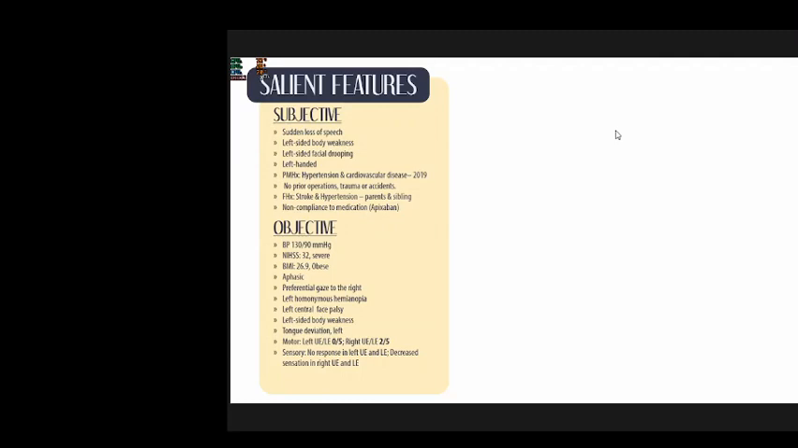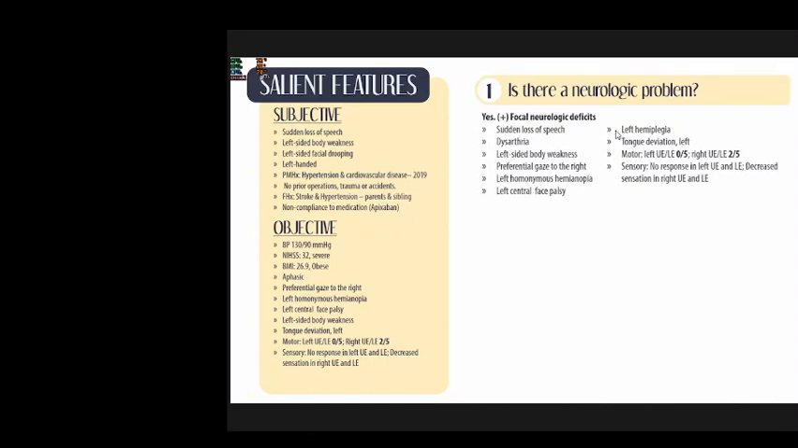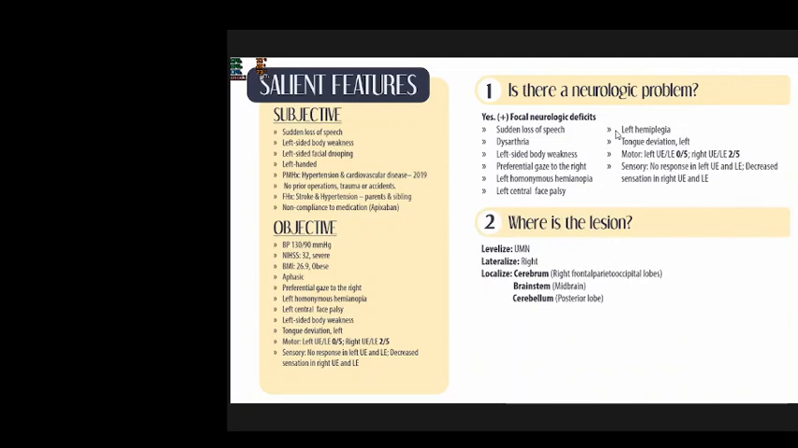So in order to diagnose the patient, the following questions are asked. First, is there a neurologic problem? So for our patient, yes, there is a neurologic problem. So there are focal neurologic deficits seen in our patient, which are the following. Second, where is the lesion? So for my levelization, the lesion is located in the upper motor neuron, since the patient has problem in the corticospinal tract and the corticobulbar tract, and no fasciculations were noted. For the lateralization, it is lateralized to the right.